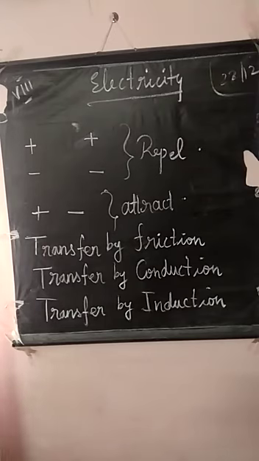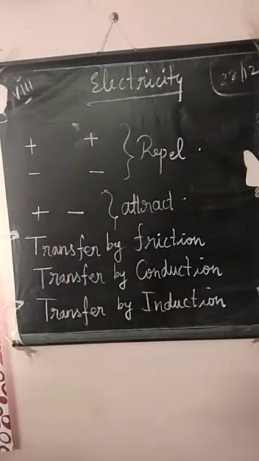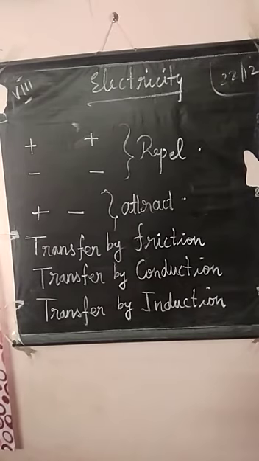In the nucleus we have positively charged protons and neutrons. Okay, those protons and neutrons are collectively called nucleons. Okay, and the negatively charged electrons are revolving around the nucleus in a circular path. Okay, these are the things we studied earlier in 7th standard, right?